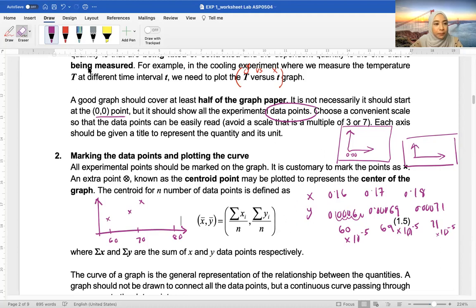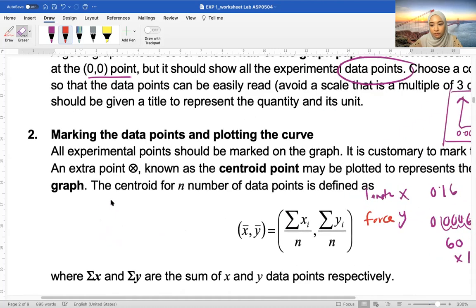It's too small. Never mind. Let's put length. So length. Sorry, this is not y. I'm doing y, but I'm putting it in x. So sorry, this is length. And this is length versus force. So y is the force. Let me plot this properly. Give me a moment.